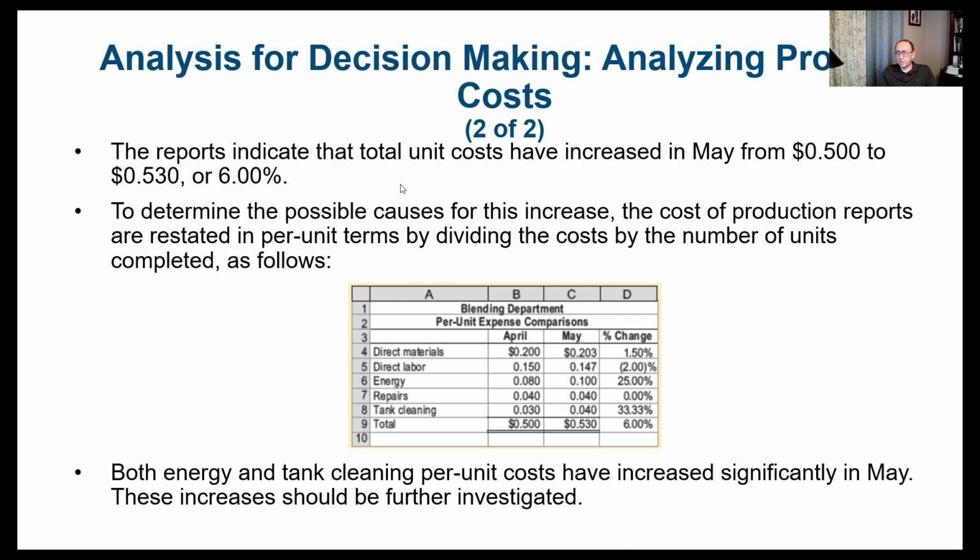To determine the possible causes for this increase, the cost of production reports are restated in per unit terms by dividing the cost by the number of units completed. Both energy and tank cleaning per unit cost have increased significantly in May. These increases should be further investigated. So as a manager, I would be concerned about energy. Why do we have this kind of increase in energy? Why do we have such an increase in tank cleaning? And so on. And that's how management accounting gets to be useful.